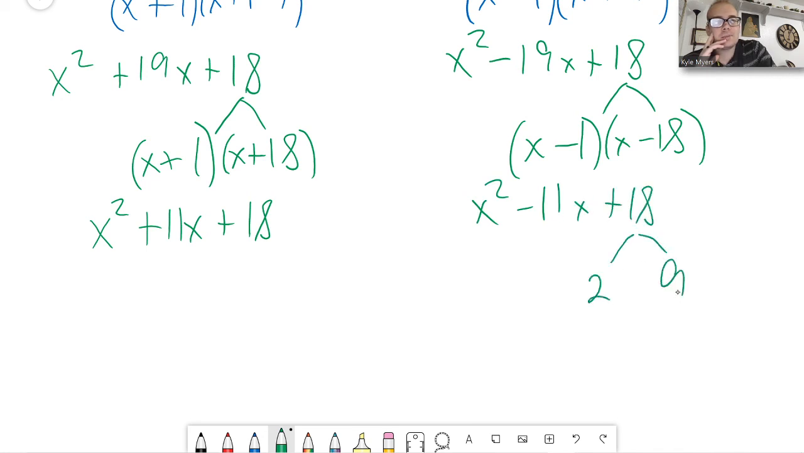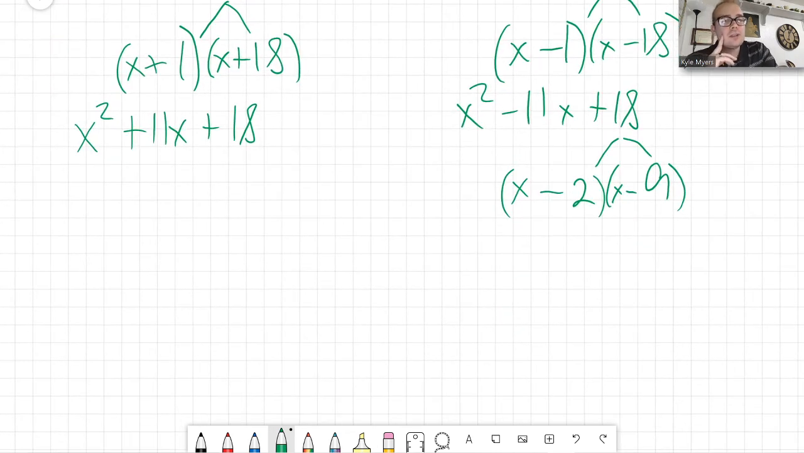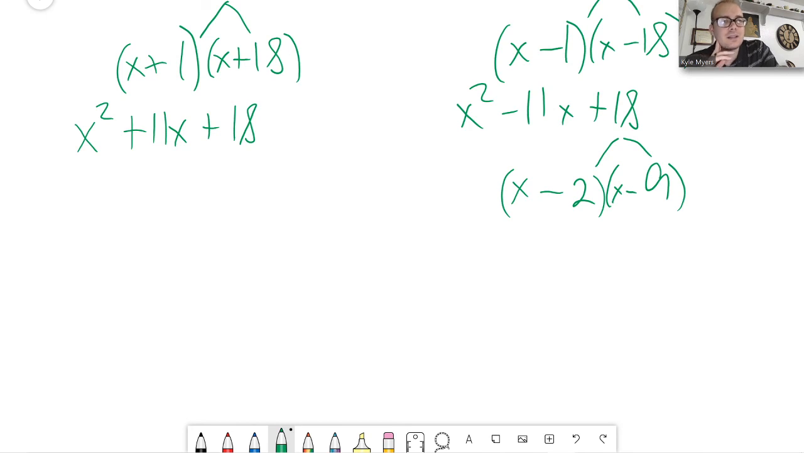18 is 2 times 9, minus, because 2 times 9 is 18, negative 2 times negative 9 is also positive 18. If I take negative 2 and I add negative 9, I get negative 11. Here I do the same thing, but in reverse, or the opposite I should say. Positive 2 plus positive 9 is positive 11, and it also multiplies to 18.